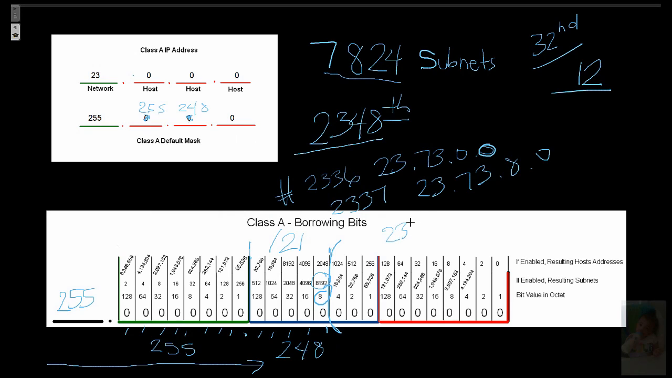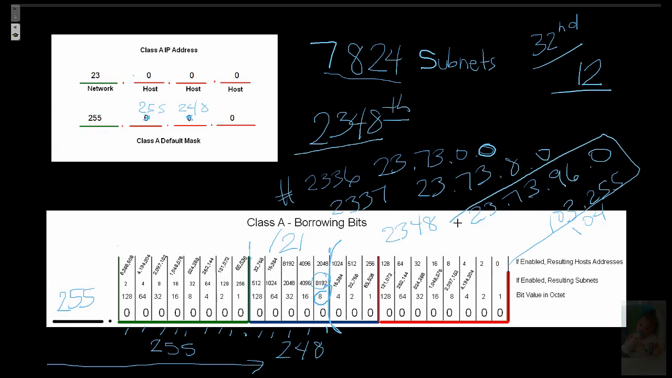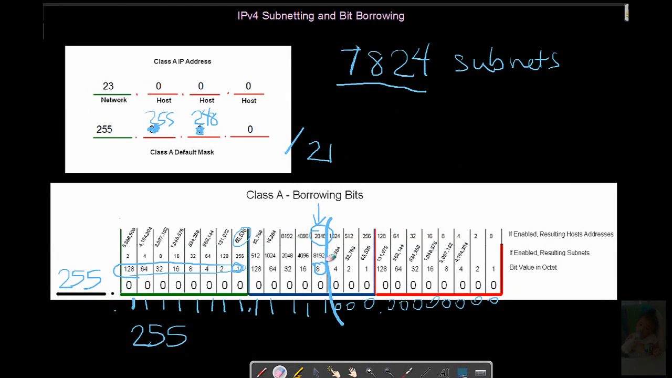So network 2348 is the value of 23.73.96.0. How far does that run? Well, remember these are additives of 8. The next network actually is 104, so that means he ends at 103.255. 23.73.103.255 is the broadcast. And 23.73.96.0 is your net ID of the 2,348 subnet. You have a little cheat sheet like this, you kind of create your line.